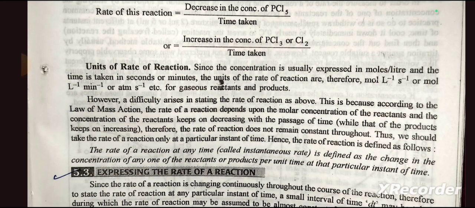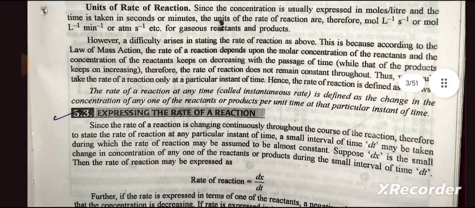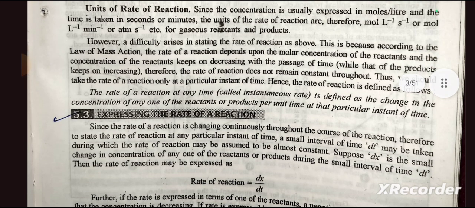Unit of rate of reaction. Since the concentration is usually expressed in mole per liter and the time is taken in second or minute, the units of the rate of reaction are therefore mole liter inverse second inverse, or mole liter inverse minute inverse, or atm second inverse, etc., for gaseous reactants and products.